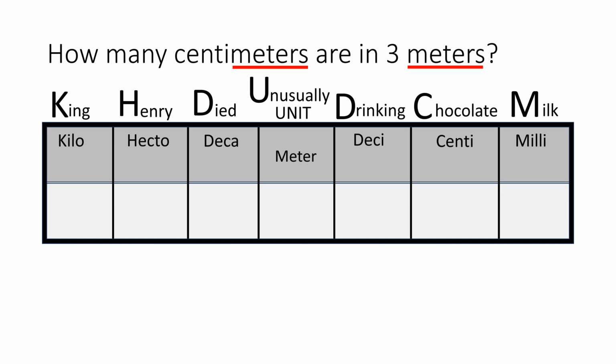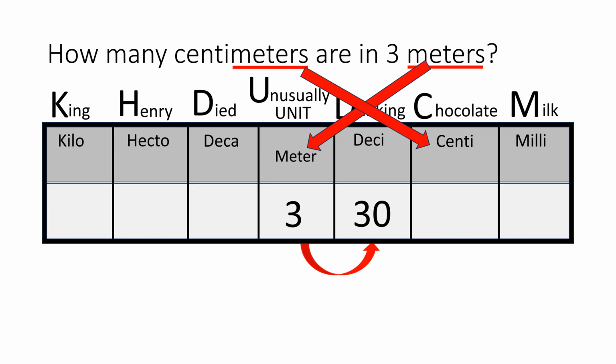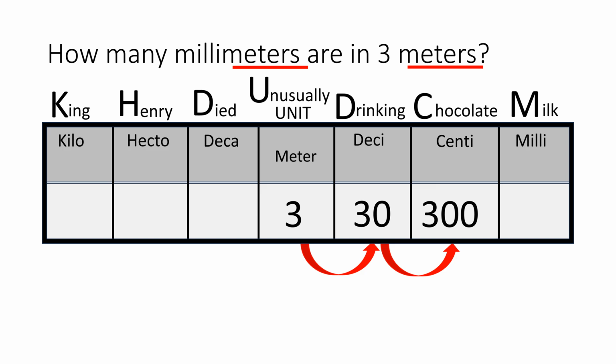Here we are going to switch it up a bit. How many centimeters are in 3 meters? So in the meter section, we are going to write number 3. And how many spaces do we move to the centi? And that is twice. Every time we move, we add a 0. So 1, add a 0. 2, add a 0. 300 centimeters in 3 meters. And how many millimeters are in 3 meters? We will move it one more time to the milli box, and that is 3,000 millimeters in 3 meters.